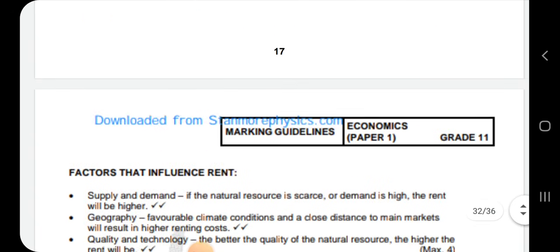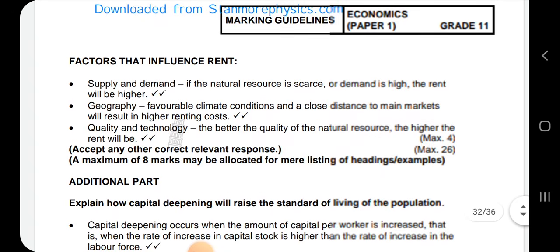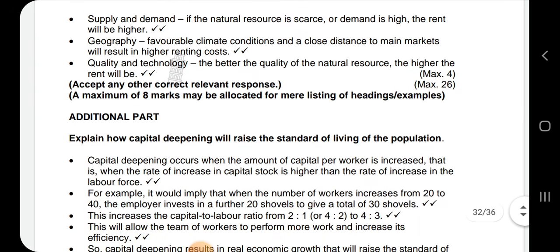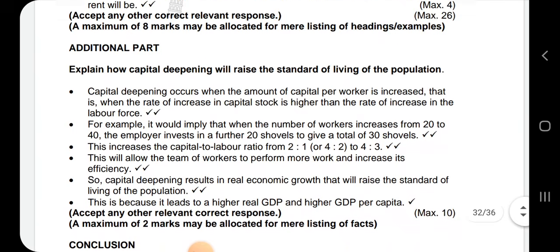And then here is the last part, factors that influence rent. What influences rent is geography, where you are, the quality, technology, and supply and demand. So those are the things, or other relevant responses will be accepted. You're not limited to this.